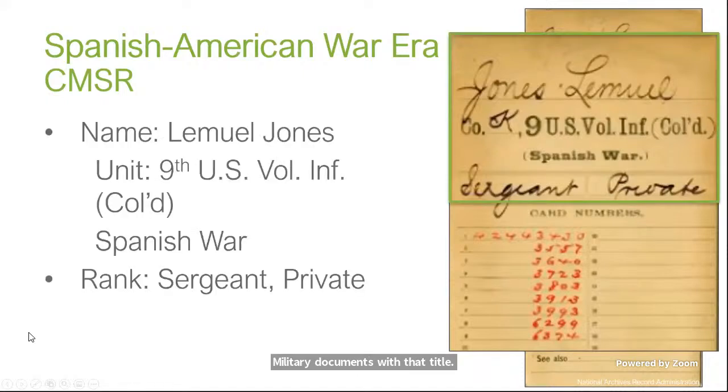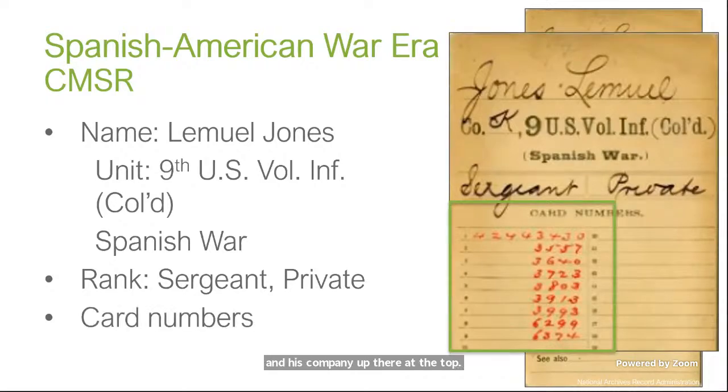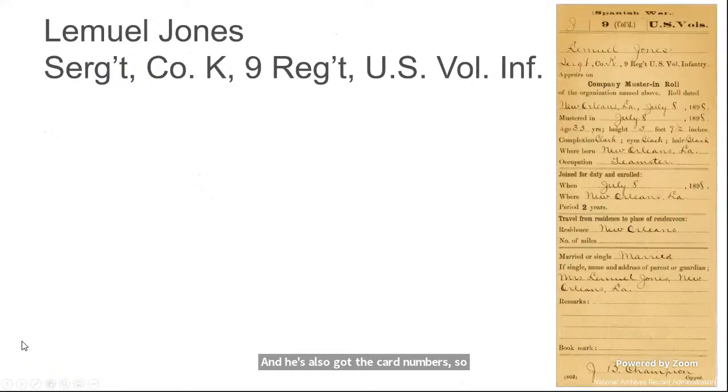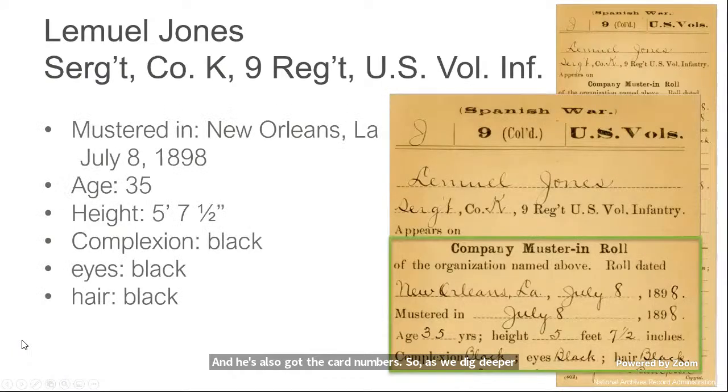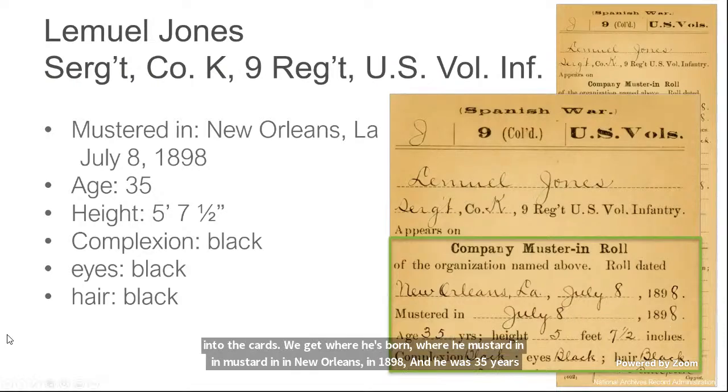Okay, let's take a look. He's got his name, his rank, and his company up there at the top. And he's also got the card numbers. So as we dig deeper into the cards, we get where he's born, where he mustered in. He mustered in New Orleans in 1898. And he was 35 years old, so we could calculate his birth year and his physical description.